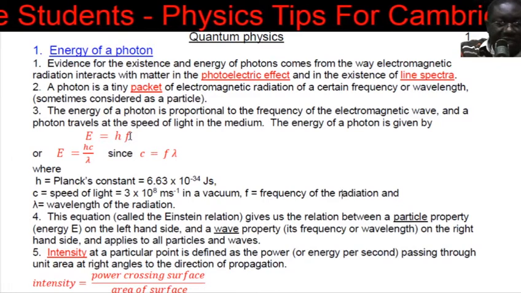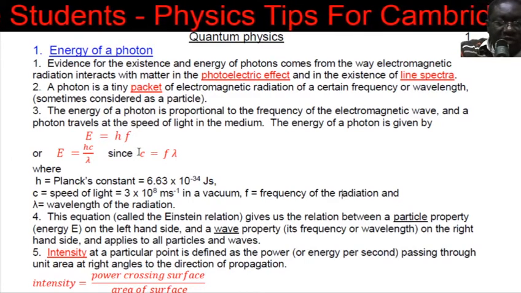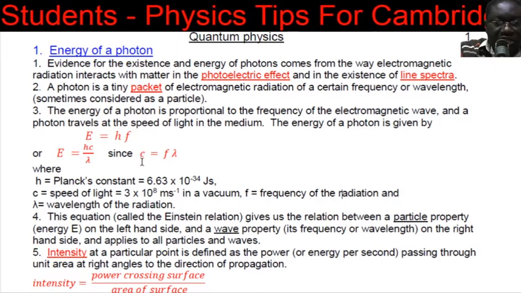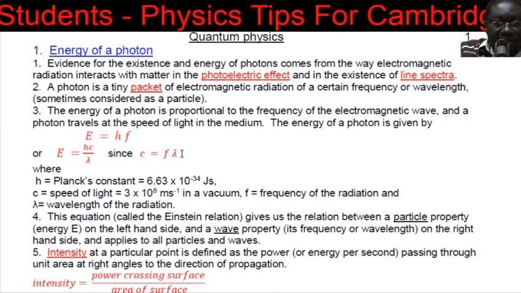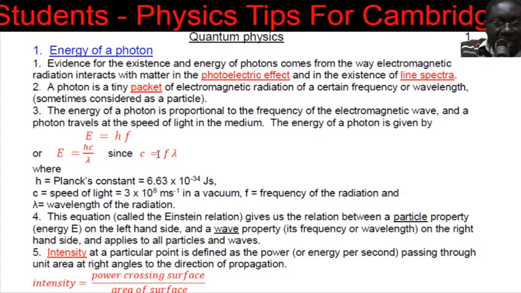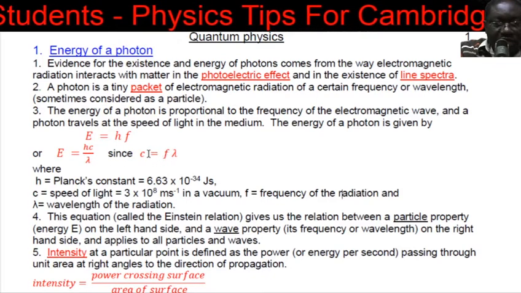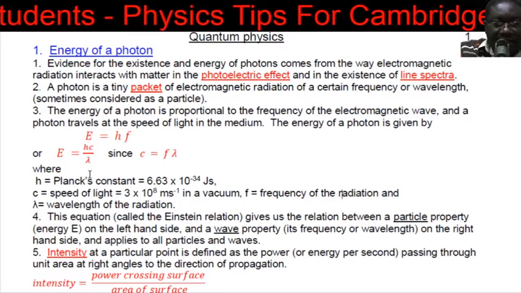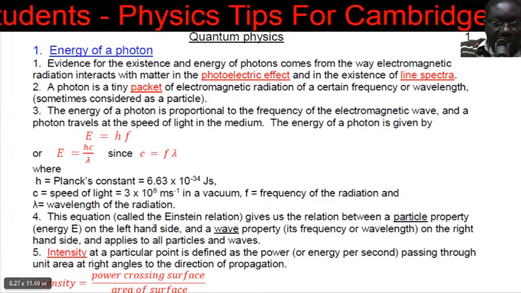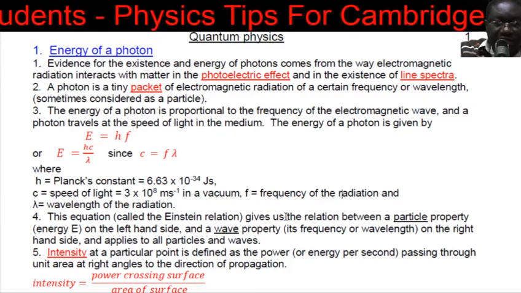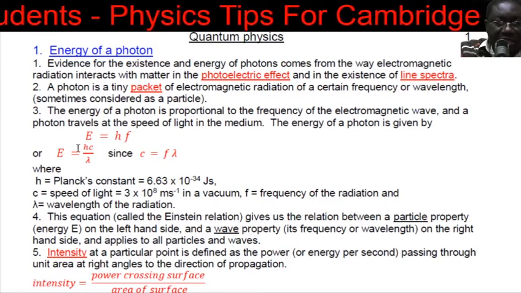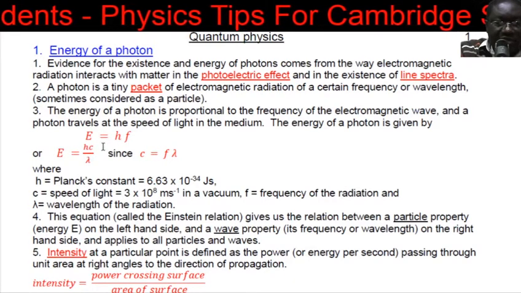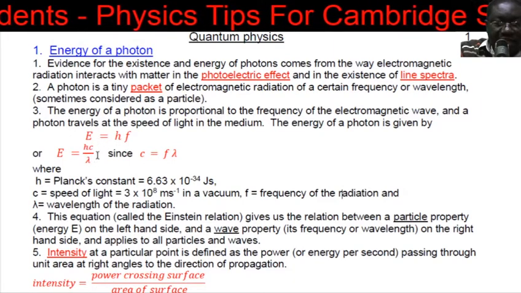F is the frequency. Now, since we know from the wave equation v = fλ, and since we are using the speed of light, v changes to c, so c = fλ. Therefore, we make f the subject so that we get c over λ. So instead of writing hf, we write hc over λ. This equation is called the Einstein relation, which gives us the relationship between the particle property, energy E, and the wave property, that is the frequency or wavelength and the speed.